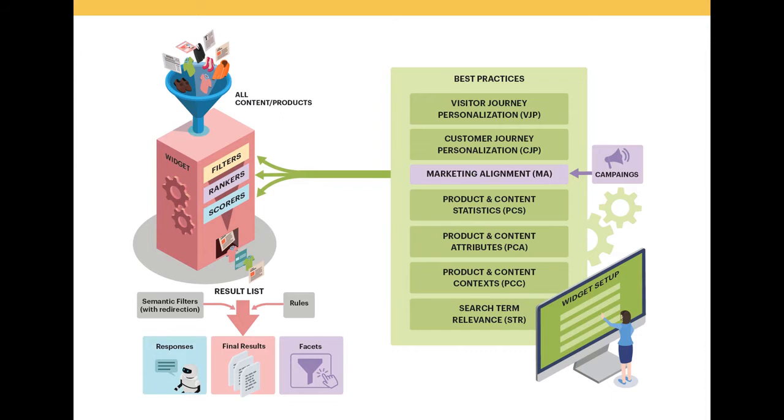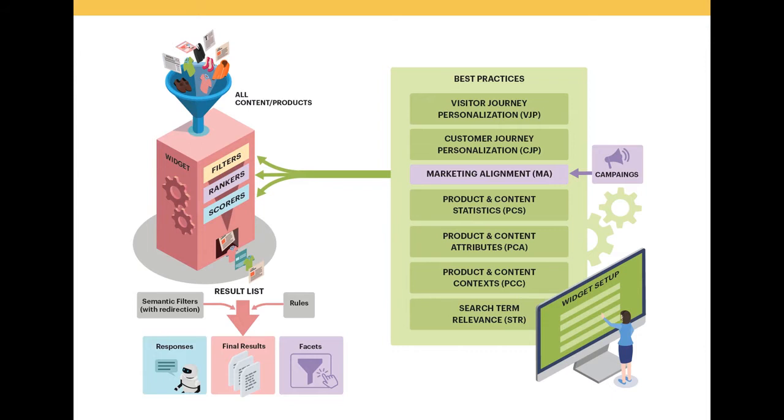Then we have the customer journey personalization. The customer journey personalization looks at the purchase history and other information you have about the customer. So they only work for customers that are logged in, but they're able to capture all of the depth of the purchase history and the information that the customers are giving you. Then we have the marketing alignment, which is able to align with your current campaigns. So you can define your campaigns, and depending on your active campaigns, the marketing alignment will push different types of products.